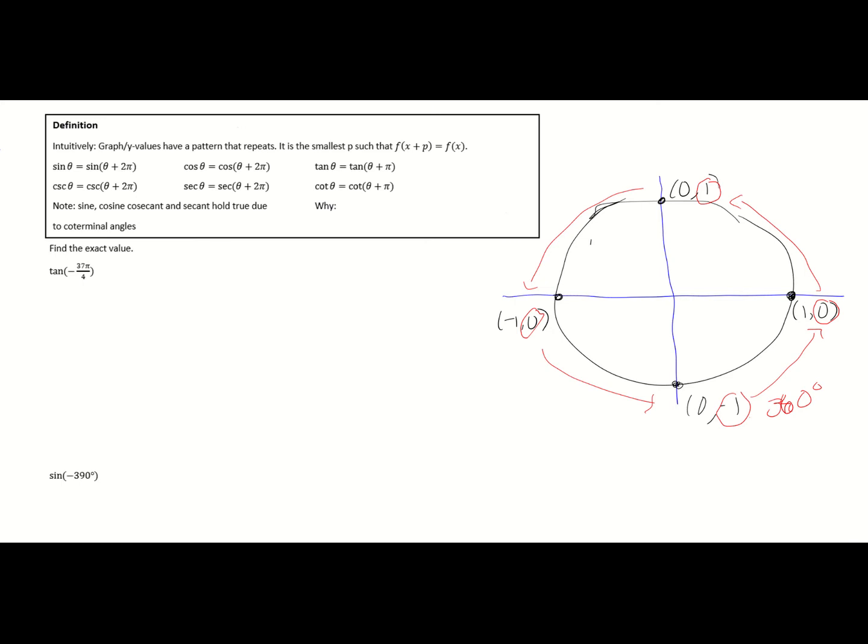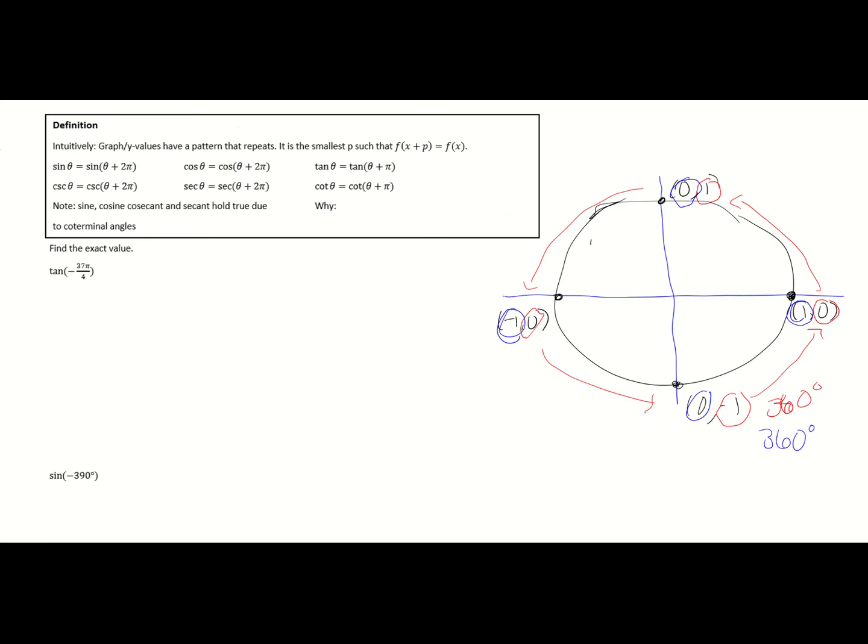Cosine is the same, but of course with cosine you're looking at the x coordinate. So first you start at 1, and then you decrease to 0 for the x's, then you decrease even more to -1, then you increase to 0, and then you increase back to 1. But again, how much did that take? That took 360 degrees. So the smallest period at which cosine starts repeating its values is 2 pi. And because secant is its reciprocal counterpart, it also takes 2 pi.